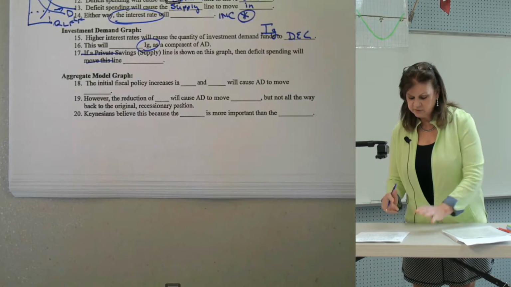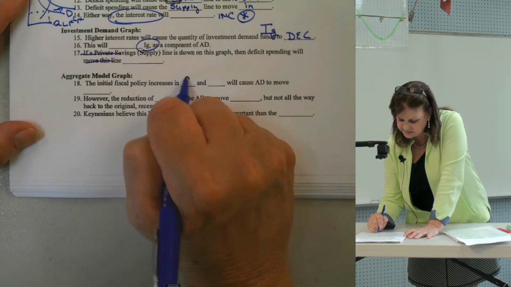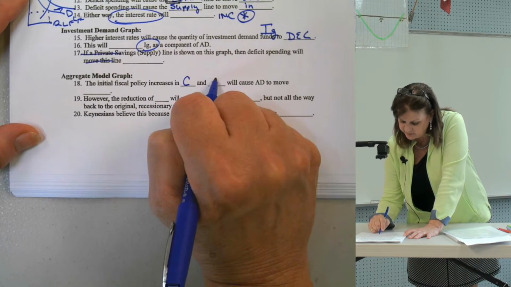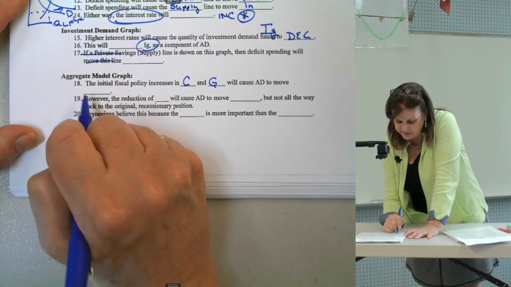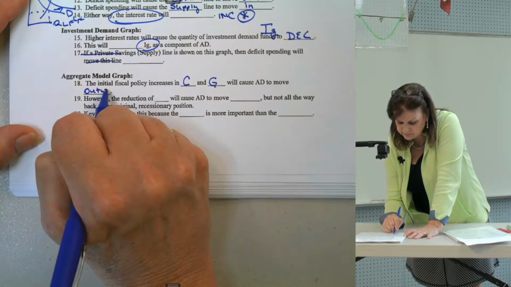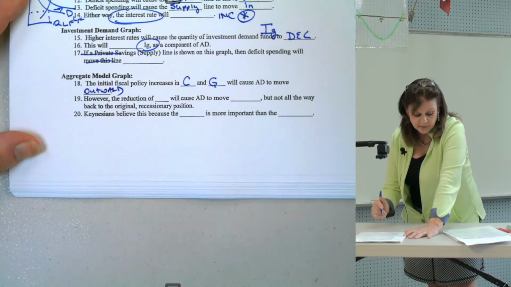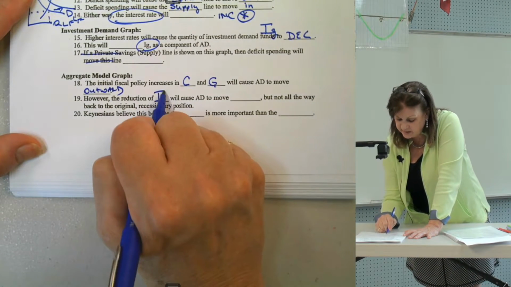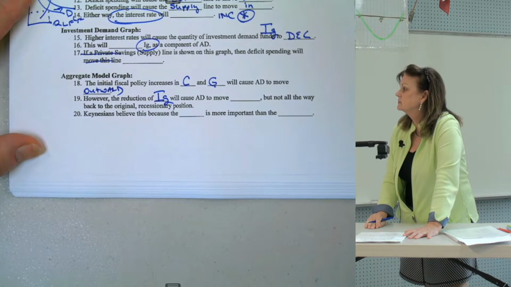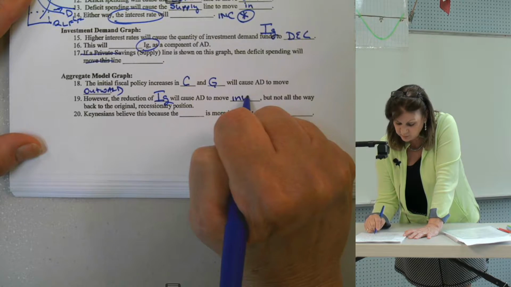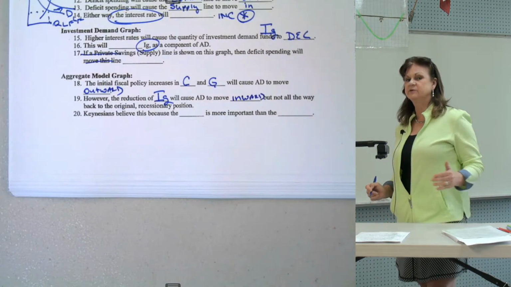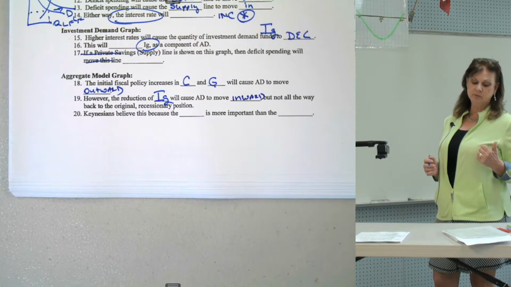So the initial fiscal policies increase consumer and government demand and cause our demand to shift outward. However, the reduction of capital investments will ultimately cause the demand curve to shift inward because we don't have the private jobs being provided anymore. People will be buying less.